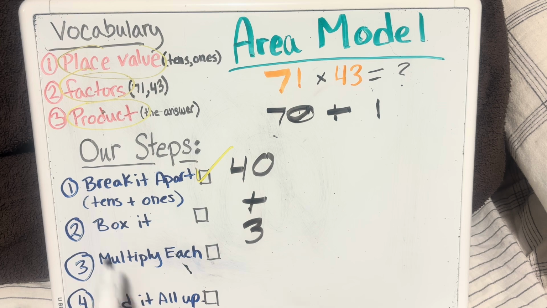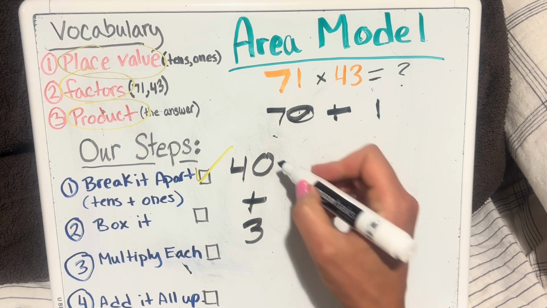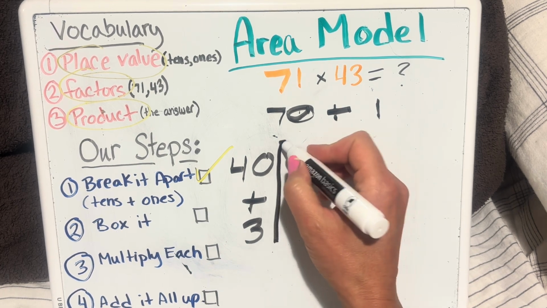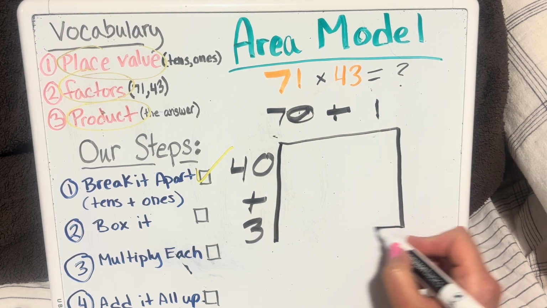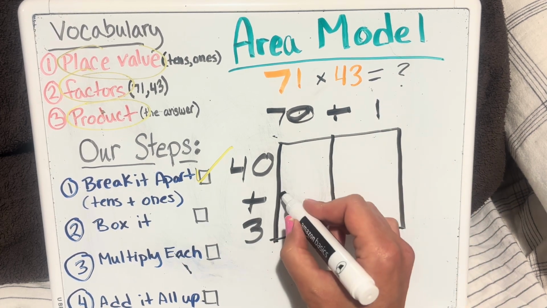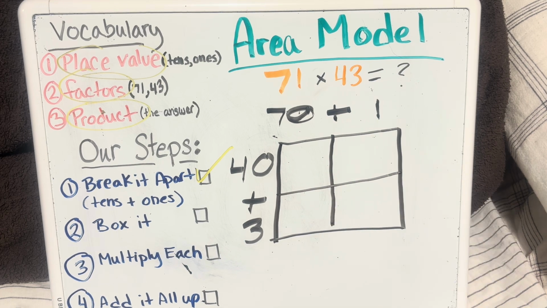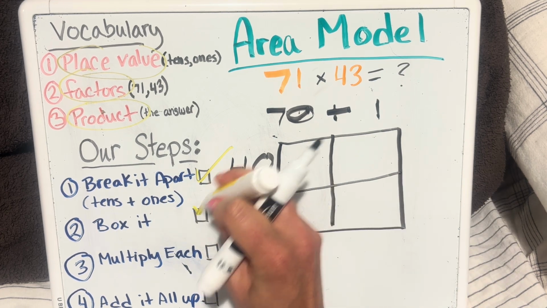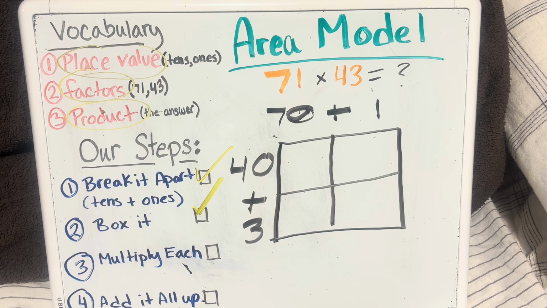Check. Next step is we're going to box that up. So we are going to make a box, and where our plus signs are, we are going to draw a line. So we have 2 lines. So we boxed it up. And our third step is we are going to multiply each of them.